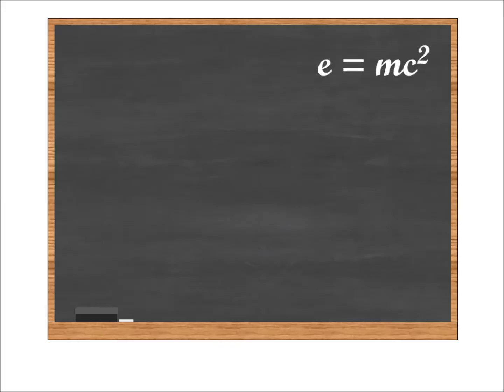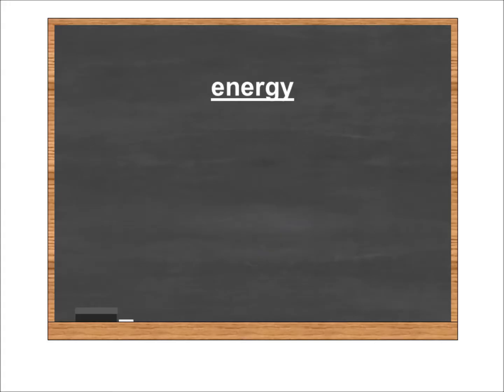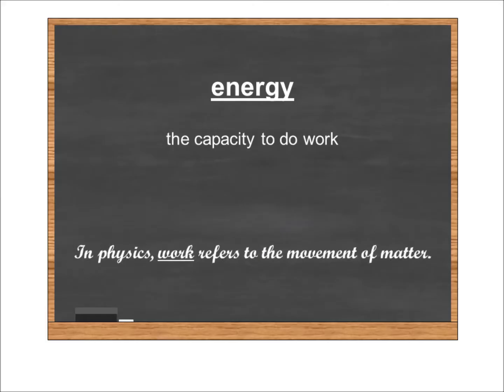So what is matter? What is energy? Let's start with matter. Matter is anything that has mass and takes up space. You can think of it as the physical stuff of the universe. Energy, on the other hand, is the capacity to do work. Work is like every other term in science. It has a precise definition. In physics, work means the movement of matter. So in essence, energy is the capacity to move matter.